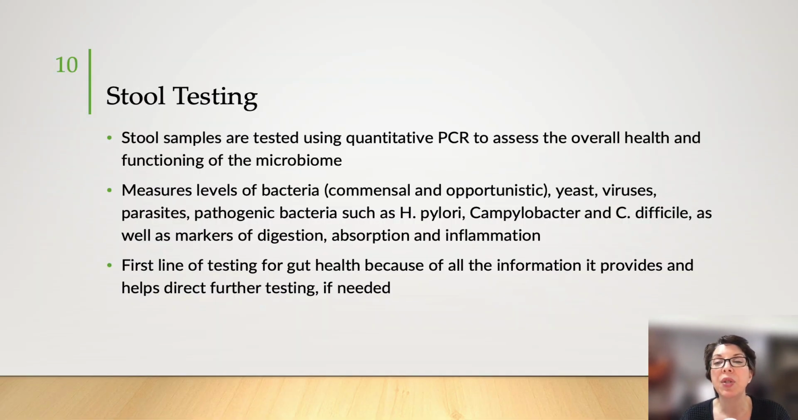So now moving on to the kinds of tests that we do that I often recommend. And the first one, first and foremost, is stool testing. Stool samples are tested using a methodology called quantitative PCR to assess the overall health and functioning of the microbiome. And by quantitative, I mean it's how many organisms. So we look at levels of bacteria, including commensal and opportunistic. We look at yeast, viruses, parasites, pathogenic bacteria such as H. pylori, Campylobacter, and C. difficile, as well as markers of digestion, absorption, and inflammation.